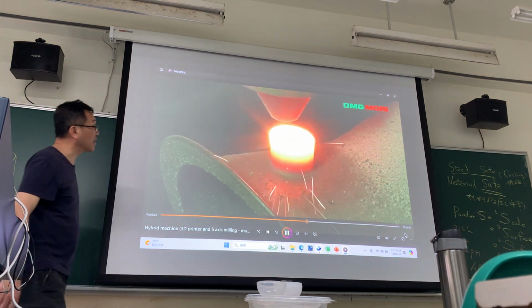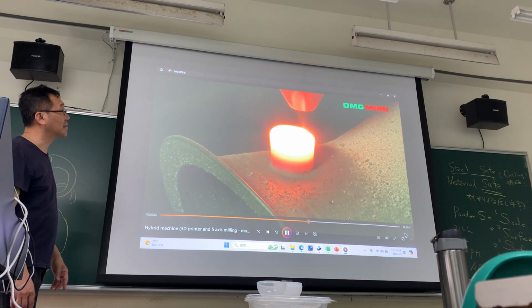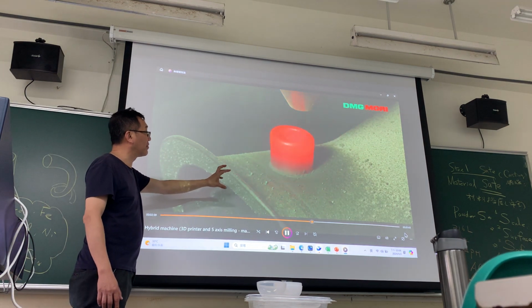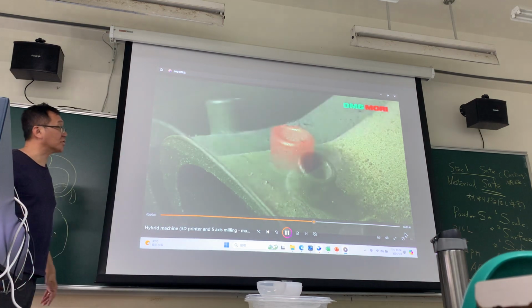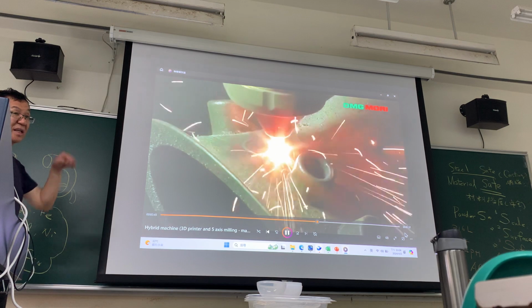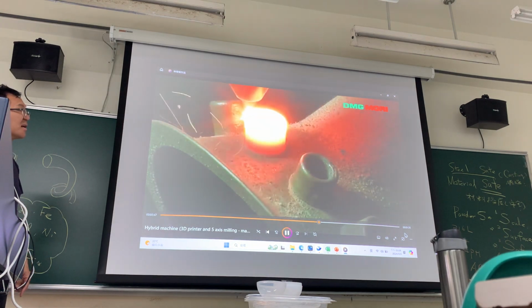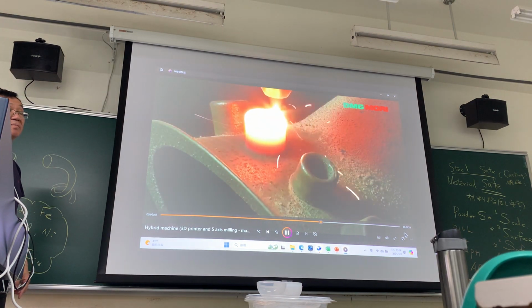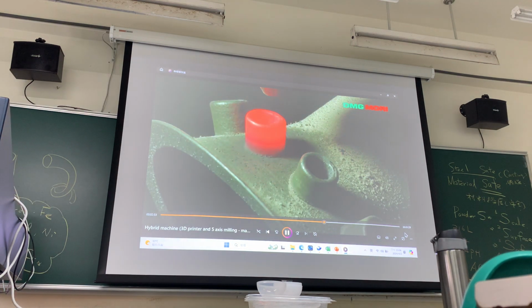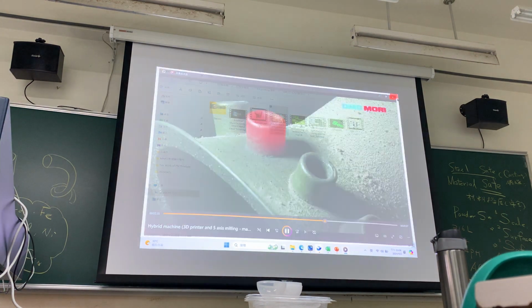Okay, this machine is from Germany. It works in a different way and has different features. This is a special 3D printing, not powder bed fusion, just laser printing. For this one, it is NJT material jetting, with CNC. So this one is 3D printing.